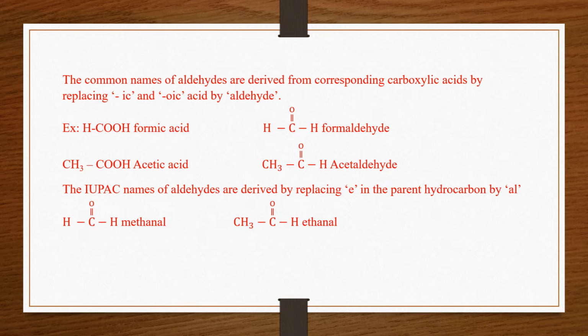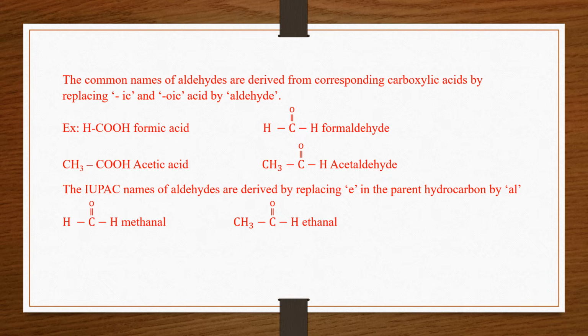Next, another example. CH3 C double bond O OH. You must know the name of this compound, that is acetic acid. Again, ic acid should be replaced by aldehyde. Then how does it change? It changes to acetaldehyde. Then what is the formula of acetaldehyde? CH3 C double bond O H is the formula of acetaldehyde. So carefully follow the common names of aldehydes.